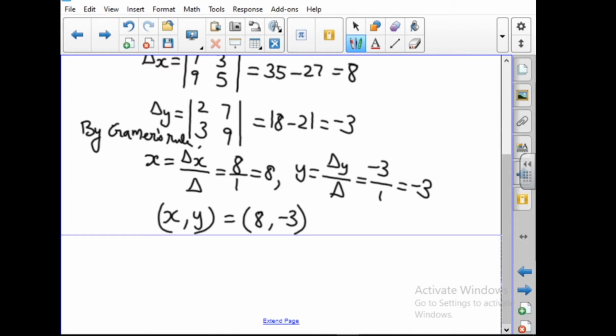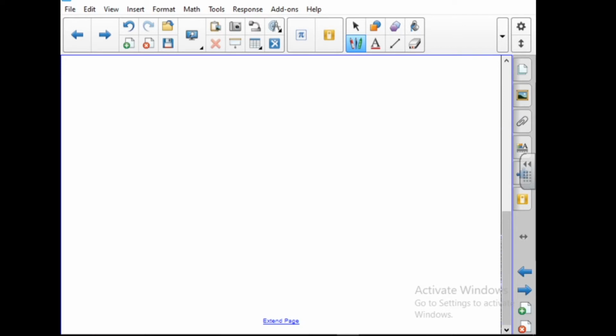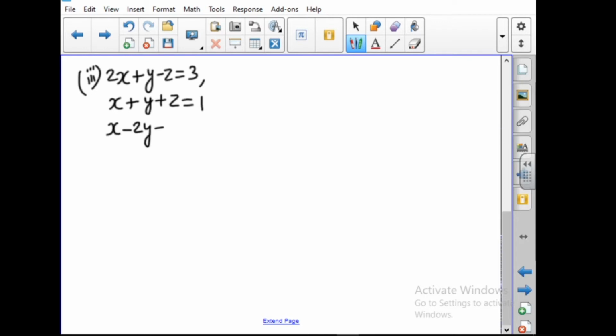Okay. Now let us move to the third subdivision: 3 equations with 3 unknowns. 2x plus y minus z is equal to 3. The second equation is x plus y plus z equal to 1. And the third equation is x minus 2y minus 3z equal to 4. Okay. So let us find delta now.